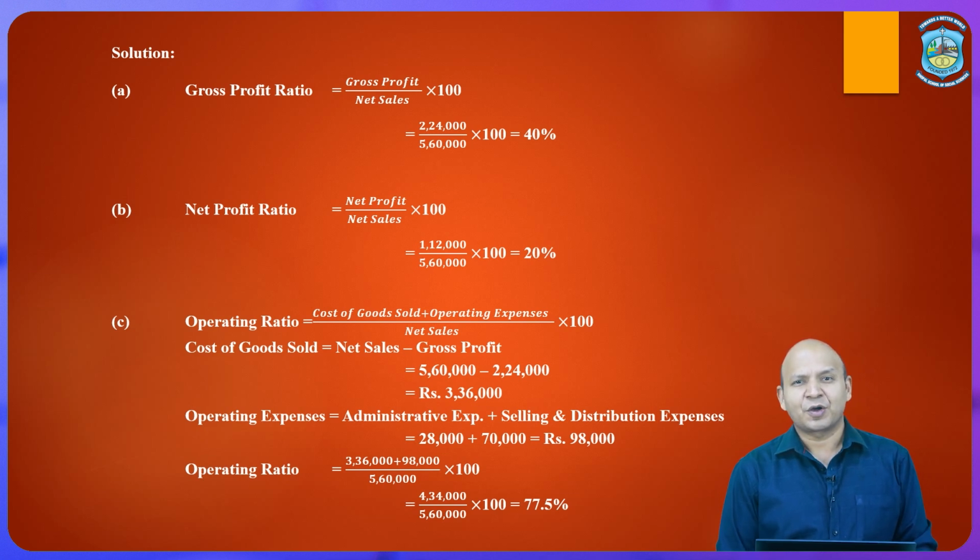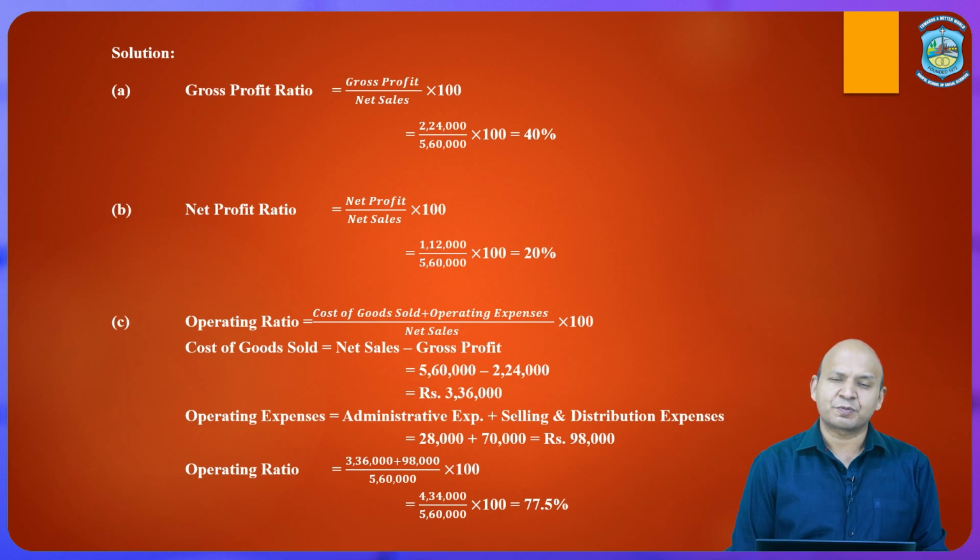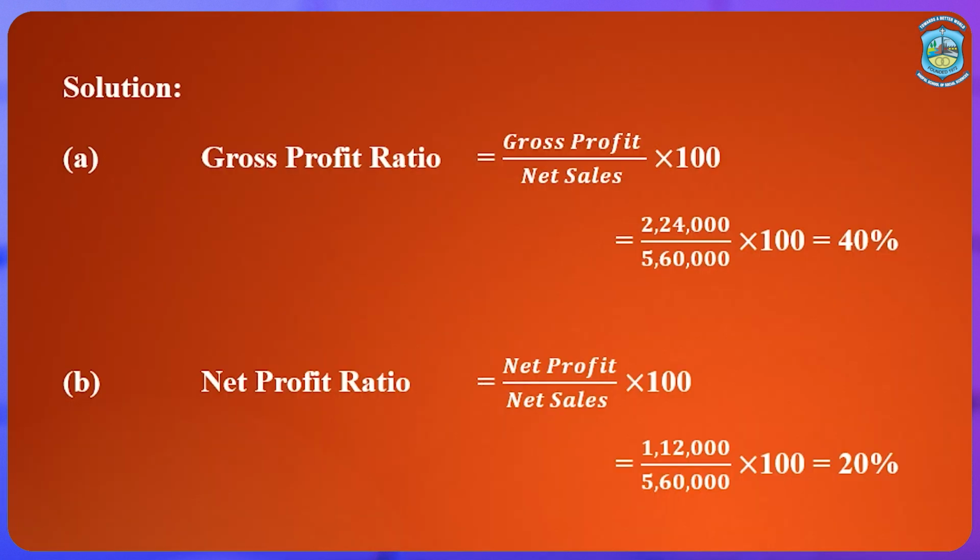As discussed, gross profit ratio is equals to gross profit divided by net sales multiplied by 100. So, the amount of gross profit was 2,24,000. The amount of net sales was 5,60,000. So, 2,24,000 divided by 5,60,000 multiplied by 100, percentage is 40.